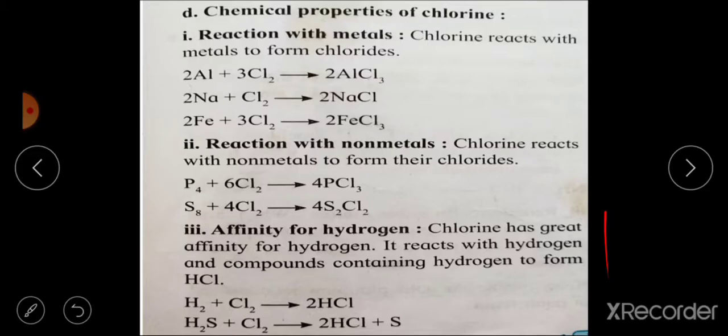Then affinity for hydrogen. Chlorine has a great affinity for hydrogen. It reacts with hydrogen and compounds containing hydrogen to form HCl. H2 reacts with Cl2 to form 2 HCl, that is hydrochloric acid. Then hydrogen sulfide, H2S, reacts with chlorine to form 2 HCl plus sulfur.